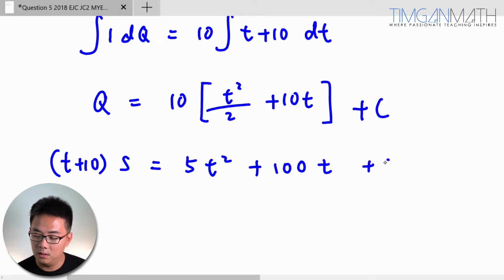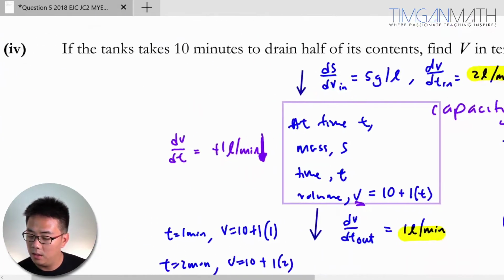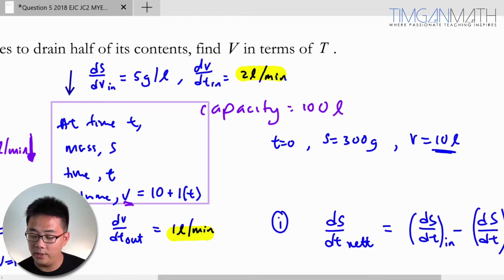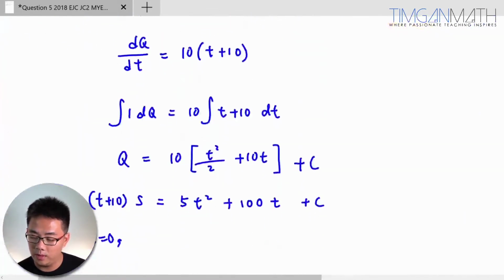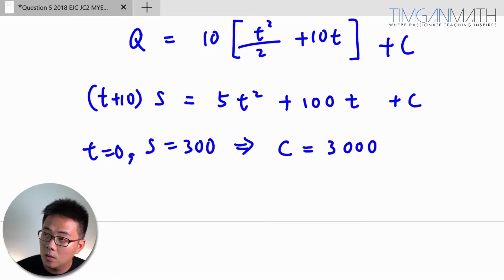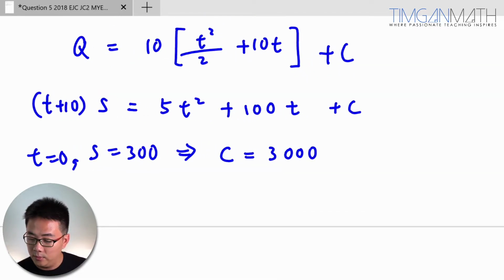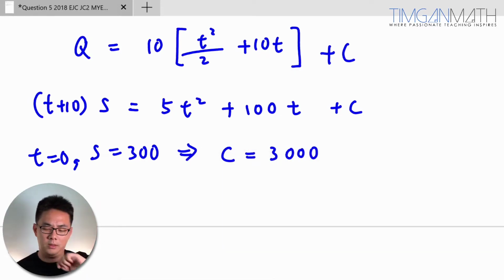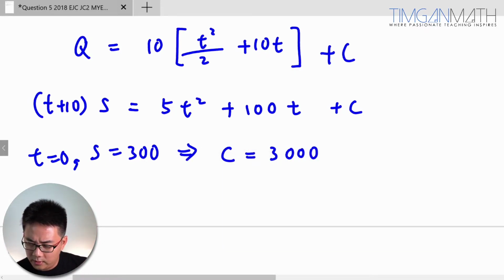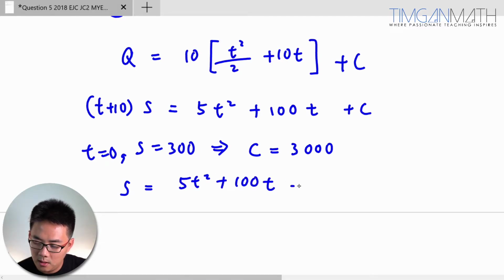So yeah, okay. So this part here, when t equals 0, we were told that S equals 300, right? So S equals 300. Find the boundary condition and solve it. Okay, so here what you get is essentially 3000. 3000 means C is 3000, and you get the answer. So S equals 5t squared plus 100t plus 3000.